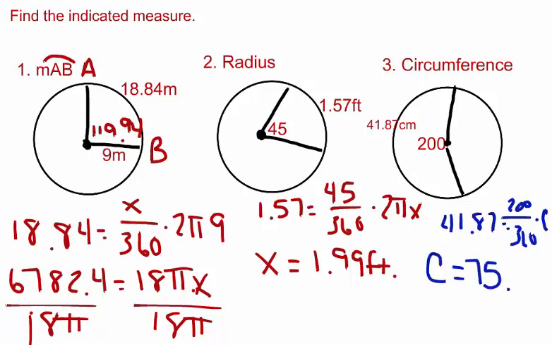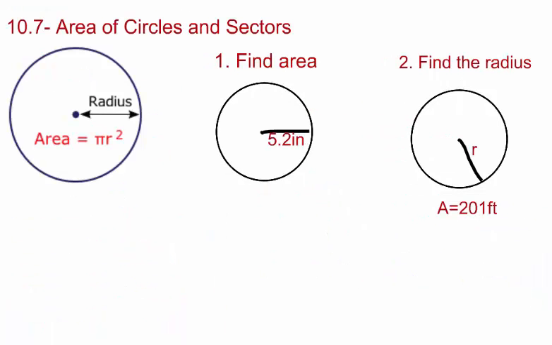So multiply by the reciprocal, the 360 over 200 on both sides. So your C, when you do that, you should obtain the answer of the circumference of 75.37, and that's in centimeters. So we'll just put the units there.